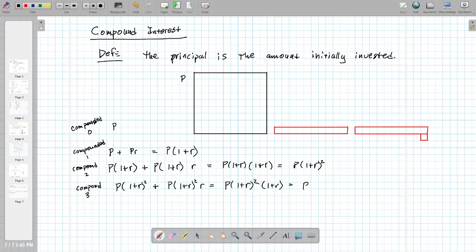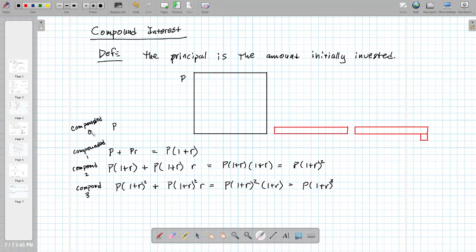Which, of course, is then P times (1 plus r) to the third, because (1 plus r) squared times (1 plus r). Think of this thing as an object. I have this object squared times the same object. So I just add the exponents. I get a 3 instead of a 2.